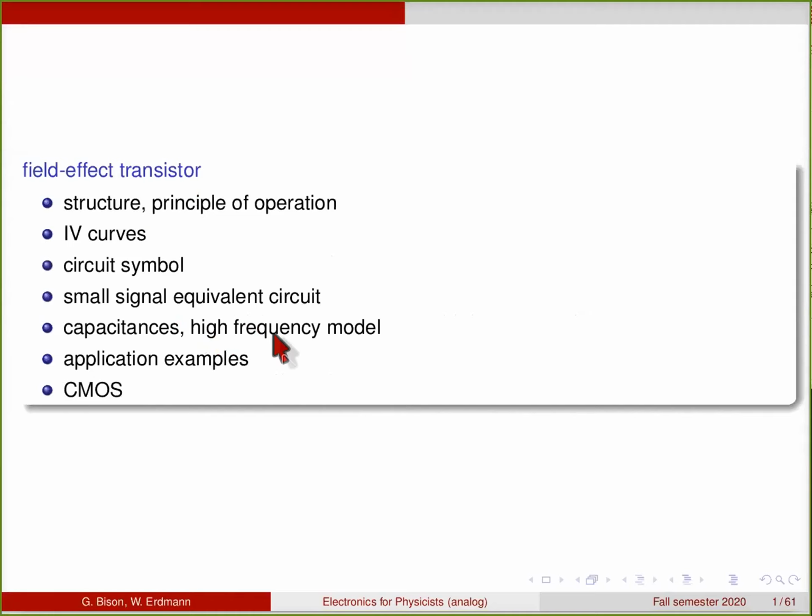Okay, so today we switch to a different type of transistor. The last 2 or 3 weeks we dealt with the bipolar junction transistor. Today we look at a new type of transistor, the so-called field effect transistor.